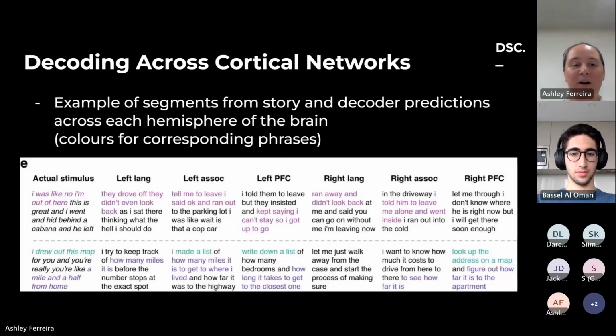So the next part of what they did was, for this perceived speech, they wanted to see if they could decode across the different cortical networks. Here we have a bunch of examples where we have the actual part of a story that was listened to that says, I was like, no, I'm out of here. This is great. And I went and hid behind a cabana and he left. And then the decoded part from all these different specific parts of the brain that they're looking at. And you can see that for a lot of them, the key parts of the person left stand out throughout all of these ones here. So that's a really cool result.